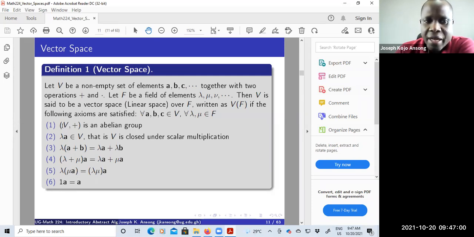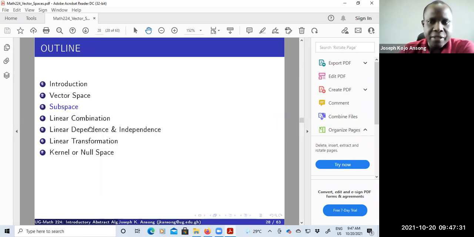So the first one is that we require that V under addition has to be an abelian group, and then scalar multiplication has to be closed under V, and these other axioms must hold. So keep this in mind. This will become important as we look at subspaces. So these are the axioms, if you like, for a given set over a field to be called a vector space.